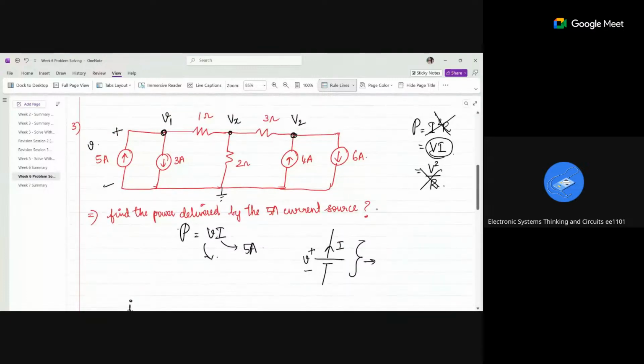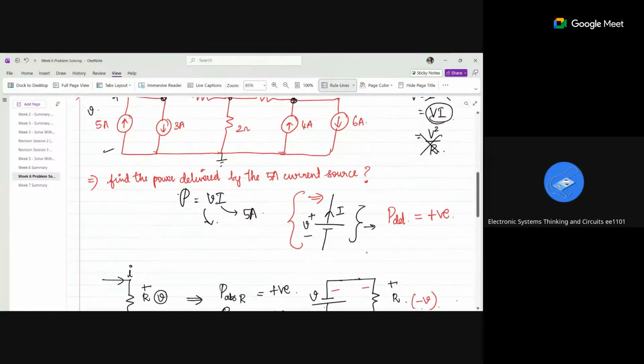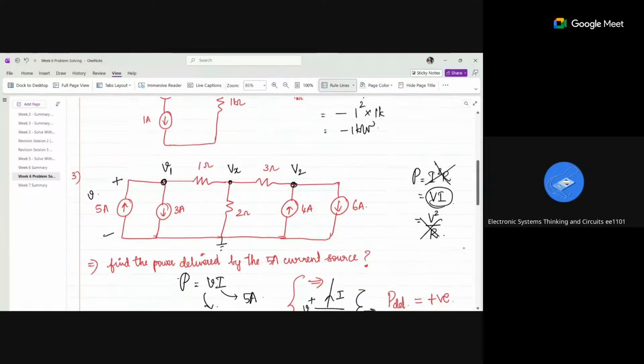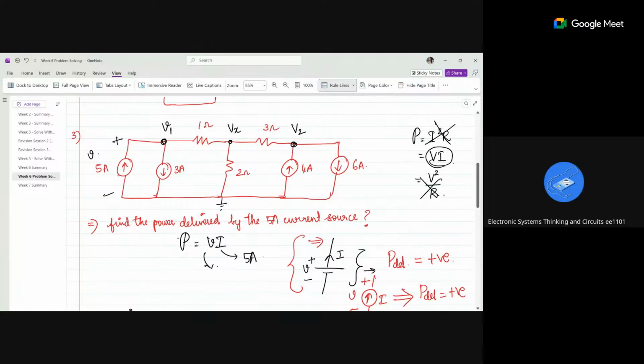So what about here? In this configuration, tell me, is it delivering power? Delivering, so it will be positive. So if I just have a current source and the voltage is like this, what is the P delivered? Is it a positive or negative value? Positive. So now tell me in my question, what is the power delivered by the 5 ampere current source?